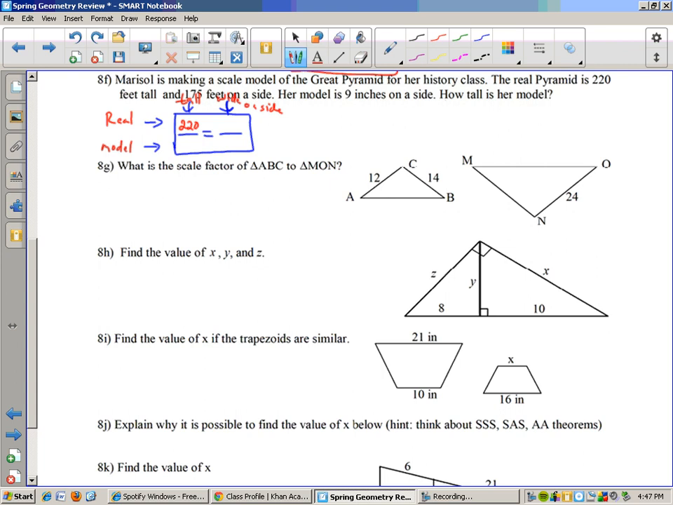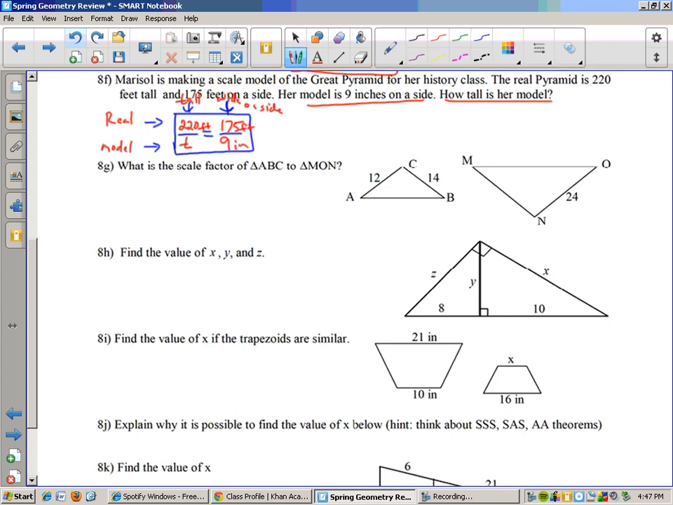well, we don't know. So we better use an X or a T. Why not a T? Why not a T? Come on, Mr. Conaway. Get away from that X. All right, and then the other one, the real one was 175 feet on a side. And how tall? Oh, well, her model was 9 inches on a side. Okay, so we probably want to keep our units in here. We got feet, and inches.